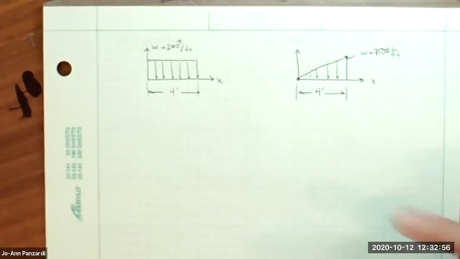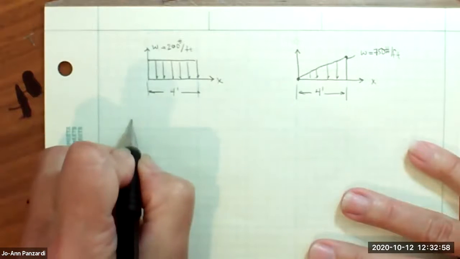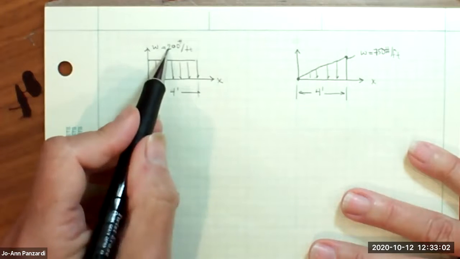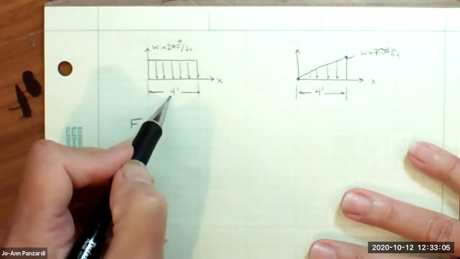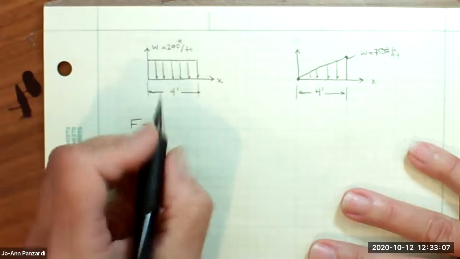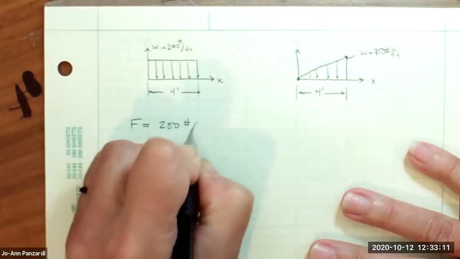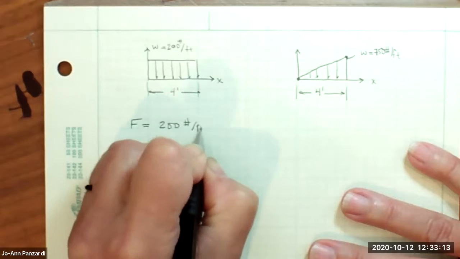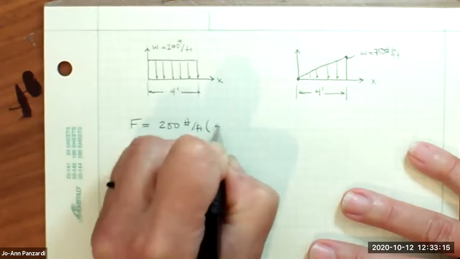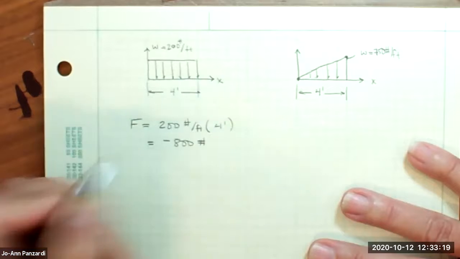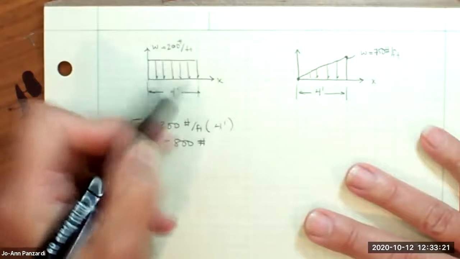Okay, the first thing we know is that in order to calculate the force, it's 200 pounds per foot times 4 feet, and we learned that it was 800 pounds. Okay, and that was by doing the area.